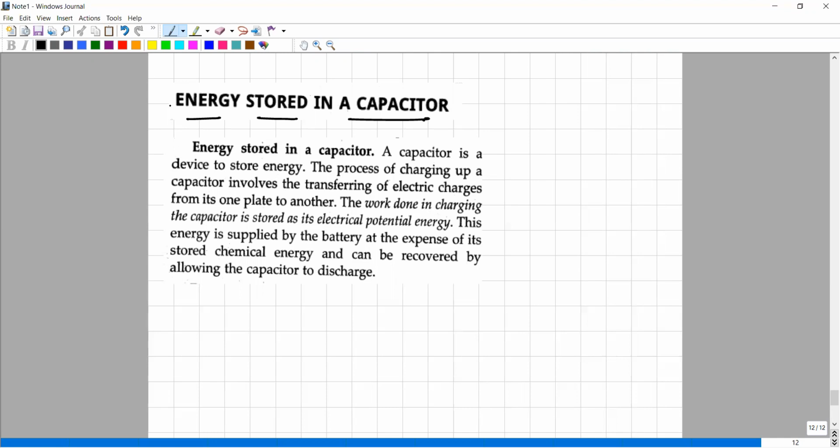So the electrical capacitor is the device to store energy, and the process of charging up a capacitor involves transferring of electric charge from one plate to another. Transferring of electric charge from one plate to another. So let's understand this in more detail.